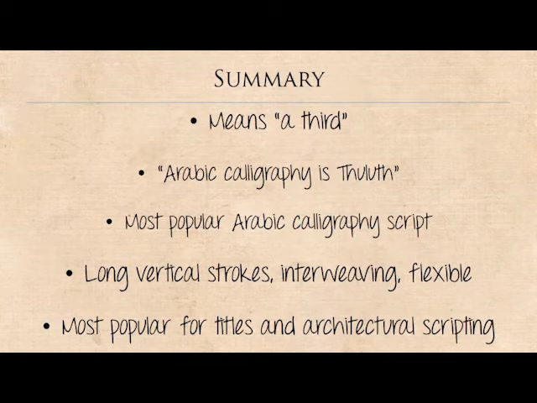Once you've become more comfortable with the Naskh script, you can move on to the Thuluth script. The word Thuluth means a third, and though it is unclear why the script has been given this name, a lot of calligraphers state that the reason is that all of the horizontal strokes in the script go down 2/3 of the way and retract back up 1/3 of the way, kind of like the individual letter ba in Naskh.